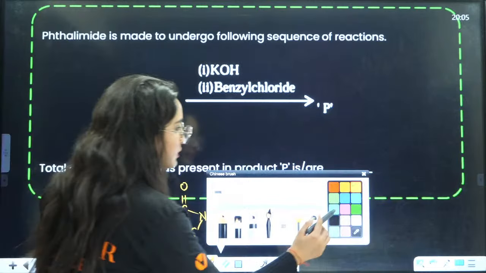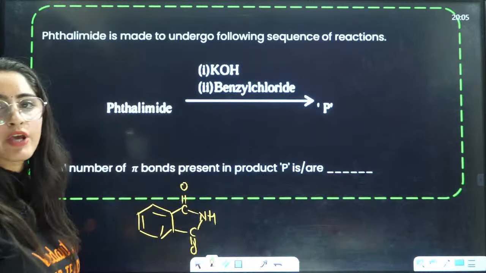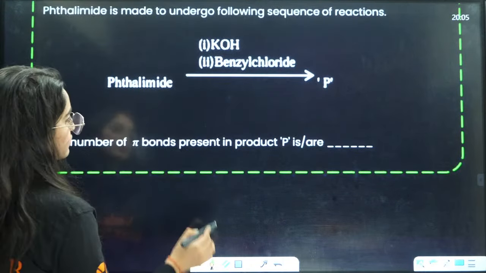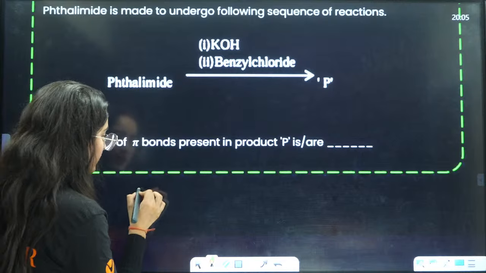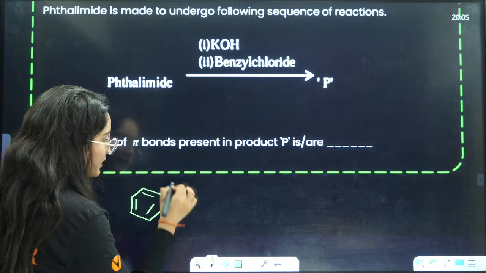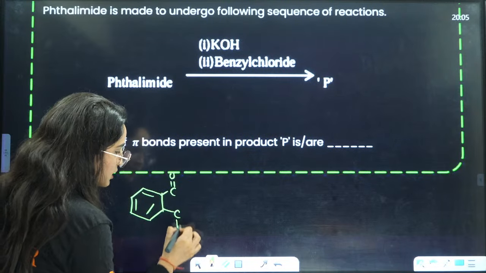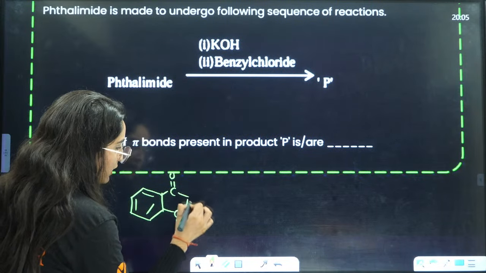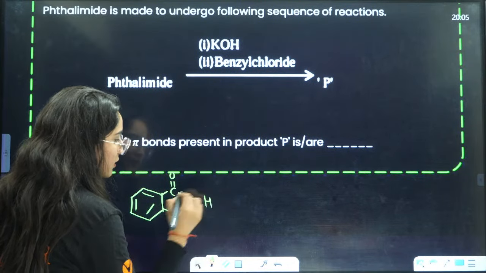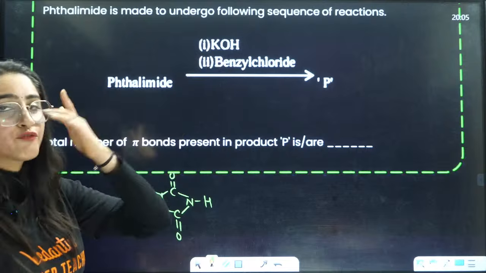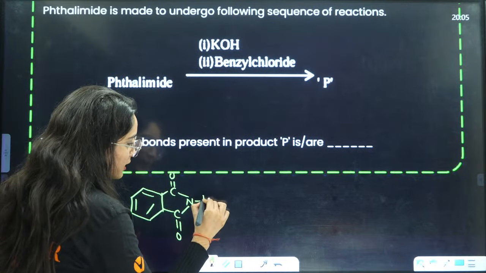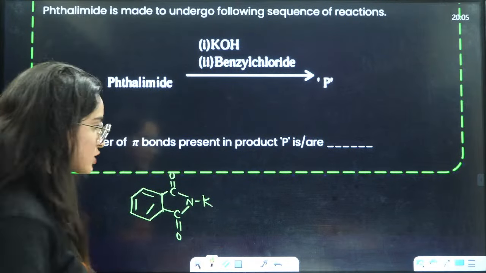What will happen here? You have KOH. I'm drawing it here only, right? So it's like this. This is your phthalimide, C double bond O, this is C double bond O, this is N and this is H, right? Now, when you're adding KOH here, this H will be replaced by K, right?